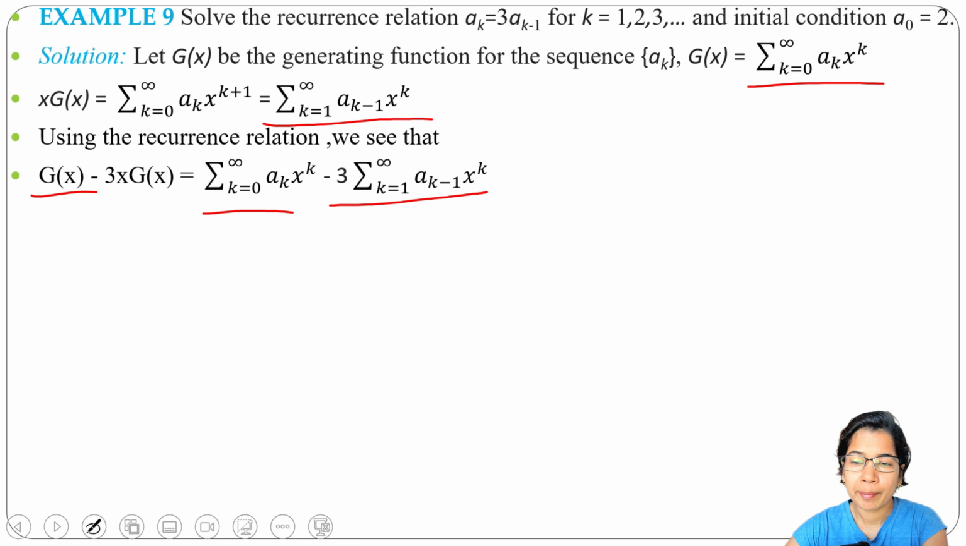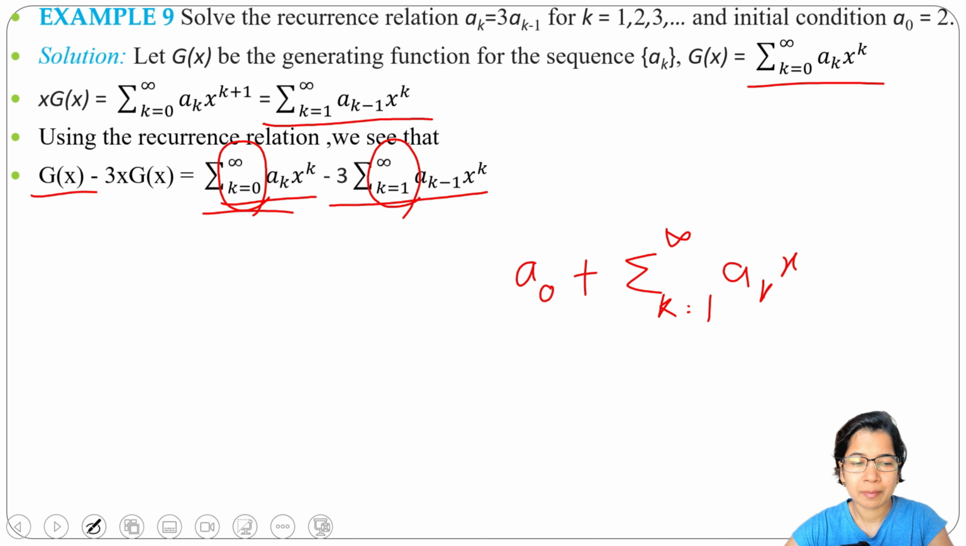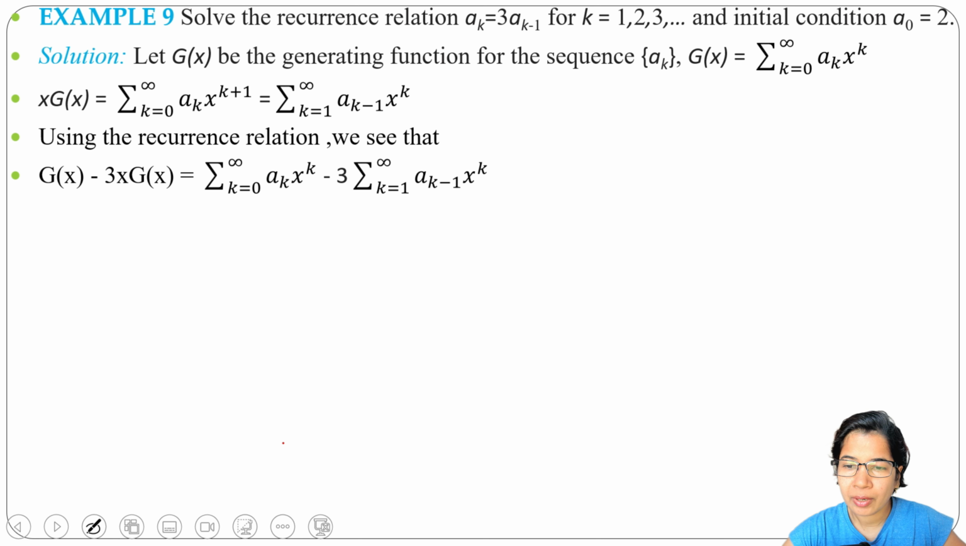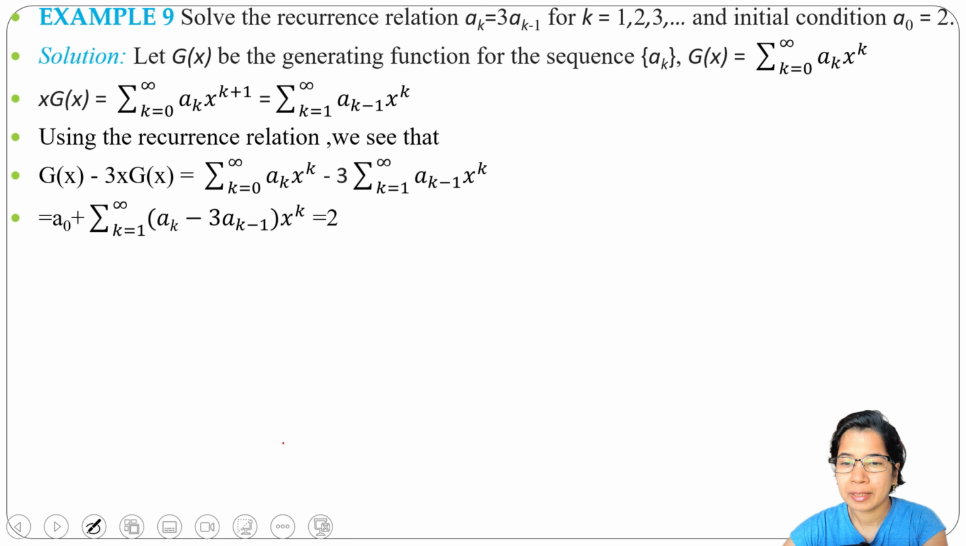Now we need to compare these two. Here the limit is k equals 1 to infinite, here the limit is k equals 0 to infinite. So what we will do, from this first term we'll take one term out, meaning we'll take a0 out. After taking a0 out, this limit will be from k equals 1 to infinite. So it's like a0 plus summation of k equals 1 to infinite ak x^k, minus 3 multiplied by summation of k equals 1 to infinite a(k-1) x^k.